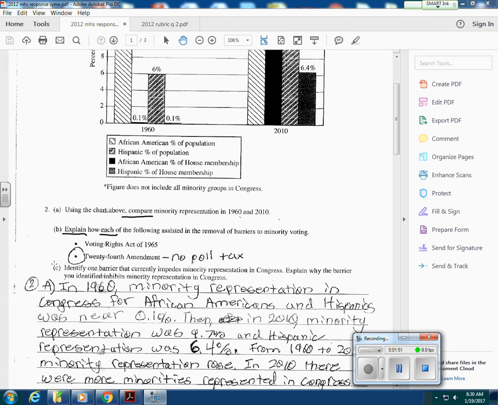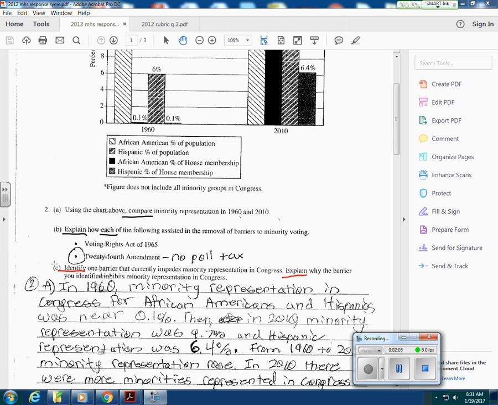And then part C, we're going to identify one barrier that currently impedes minority representation in Congress. So we're going to identify. Remember, identify can just be a bullet point. And then explain why the barrier you identified inhibits minority representation in Congress. So 2 parts to part C.